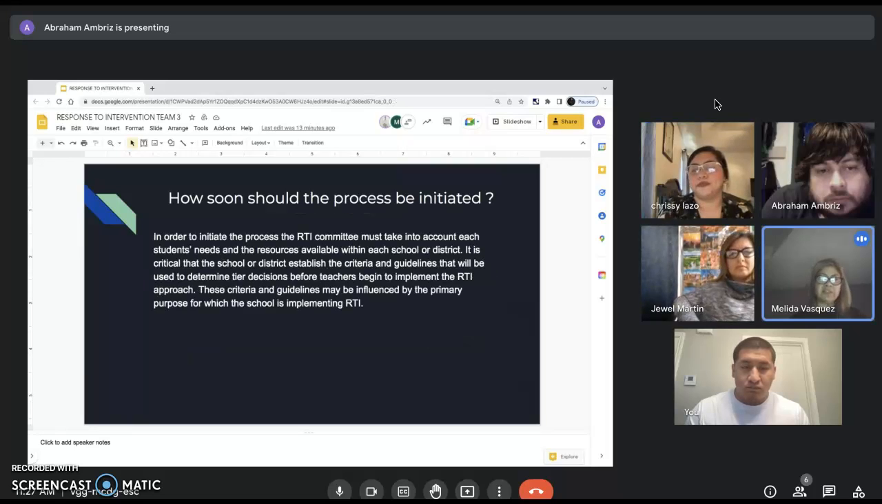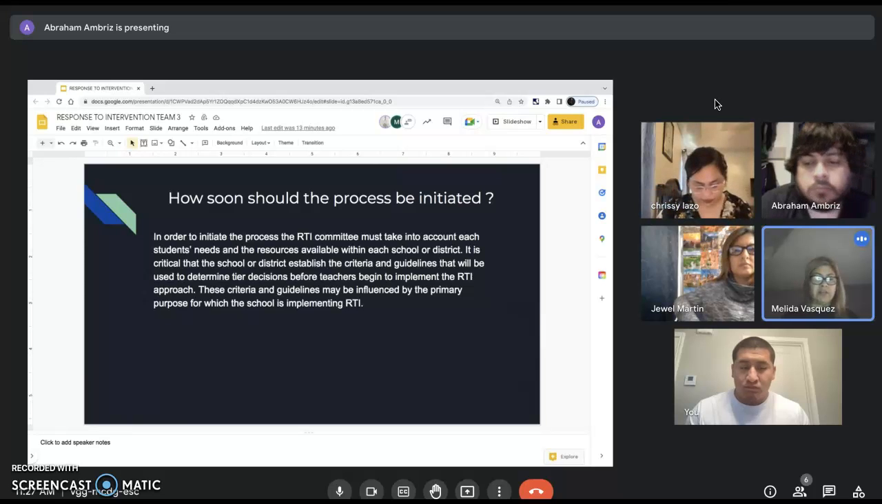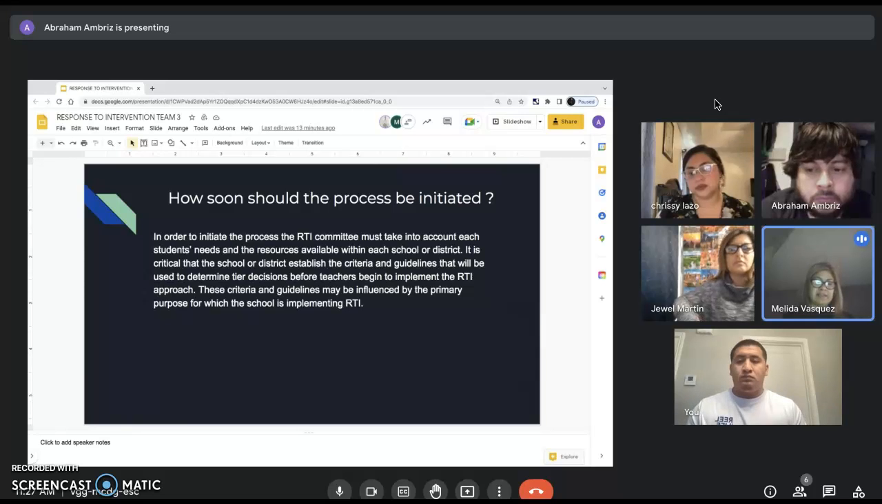Okay, so how soon should the process be initiated? The RTI process should begin as soon as possible, as soon as the teacher notices the student falling behind, or they're struggling with their work, or any behavior problems or attendance issues. The general ed teacher should begin assessing the entire classroom and then find the areas where certain students are struggling or needing help.